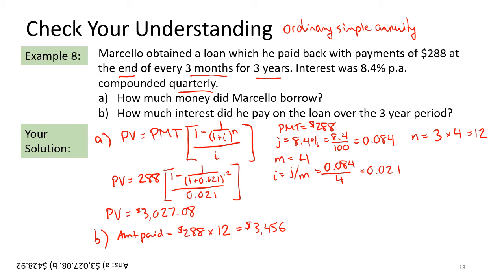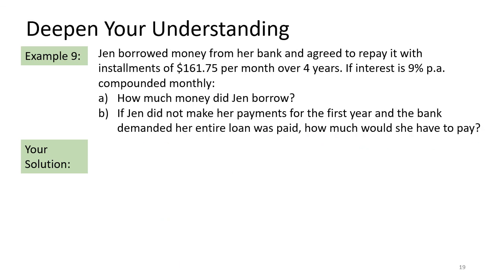Okay? So if you do that, you get $3,456, the amount he paid, minus the amount he borrowed, $3,027.08. You get $428.92. Okay, so that is actually how much interest he paid on that loan. So it is quite a bit of money when you consider that he only took out $3,000 for a period of 3 years. So let's look at our last example for this lesson.